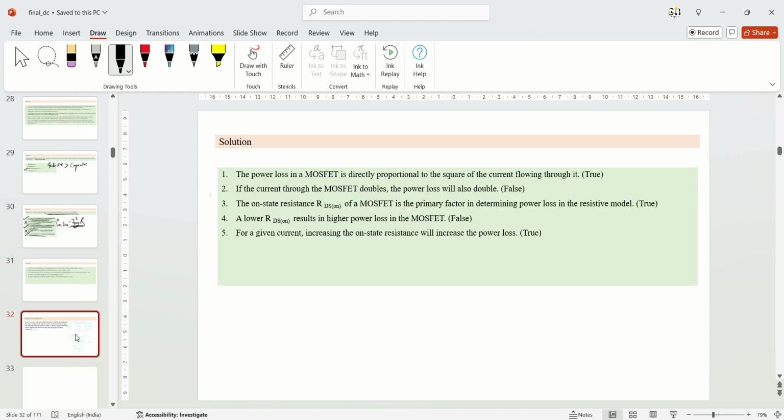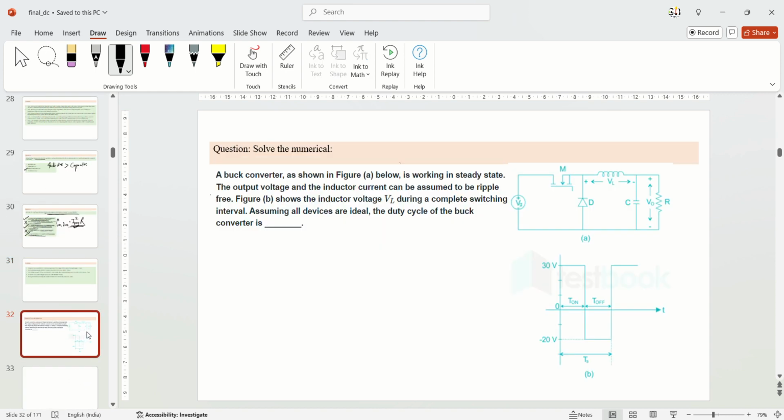So moving to the next part. The next part is related to finding the duty cycle. It's a basic question. Let me give you 1 minute to solve this question. After that, I will clear out this doubt. Okay.